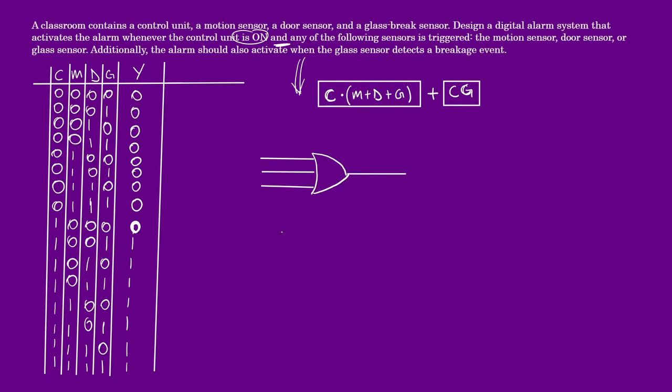We'll need to AND it with C. So drawing our C, perform the AND operation. You can see we've handled the first term. So let's label this out: M, D, G, C for the control. And we need to OR it with CG. So taking this down.